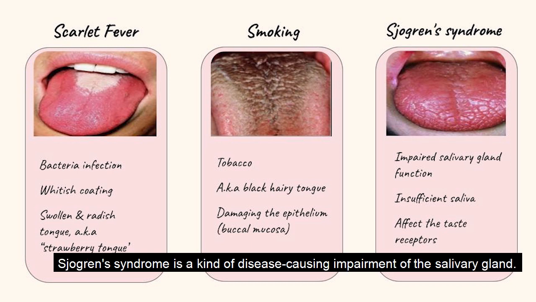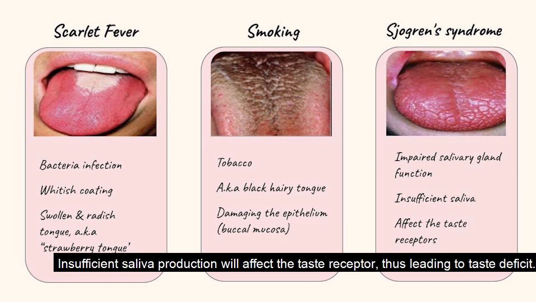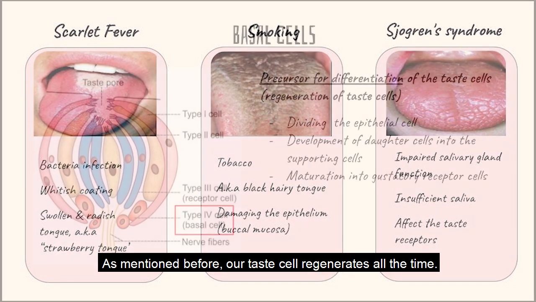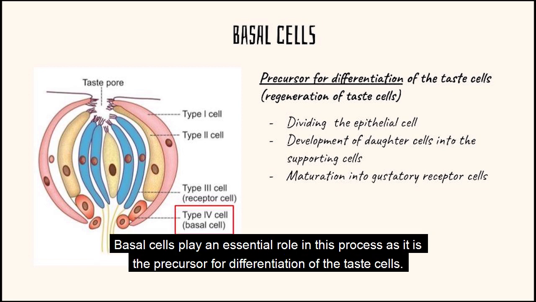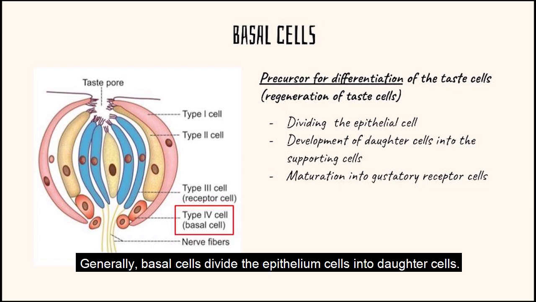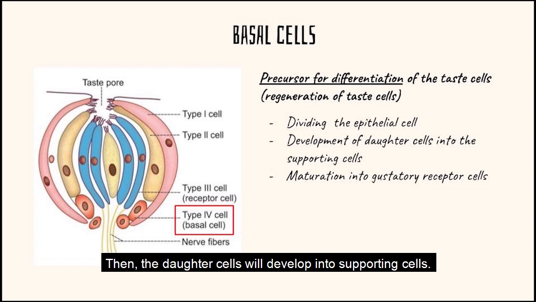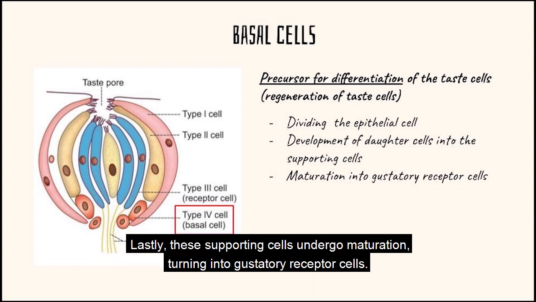Sjogren's syndrome is a kind of disease causing impairment of the salivary gland. Insufficient saliva production will affect the taste receptor, thus leading to taste deficit. As mentioned before, our taste cells regenerate all the time. Blister cells play an essential role in this process as it is the precursor for differentiation of the taste cells. Generally, blister cells divide the epithelium cells into daughter cells, then the daughter cells will develop into supporting cells. Lastly, these supporting cells undergo maturation, turning into gustatory receptor cells.